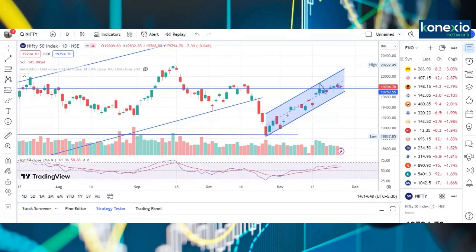Now this is the rising channel which we have been discussing for the last couple of weeks, and Nifty has been moving in this particular channel, and until Nifty manages to trade between this channel, the trend would remain positive. Overall, as we have been saying for a very long period of time, the larger degree trend is always intact, which is still positive.